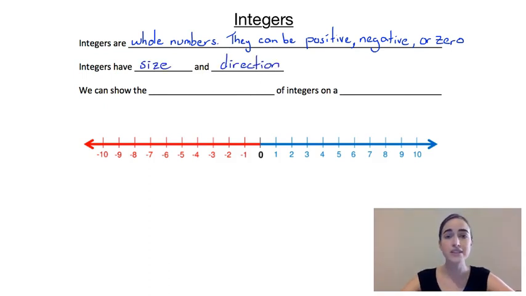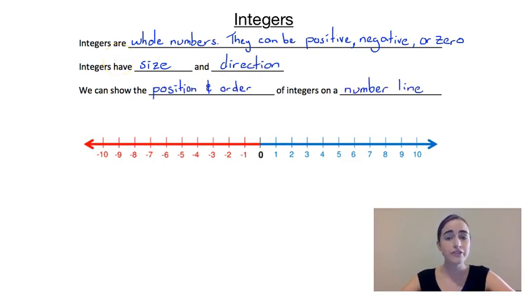So we can show the position and the order of integers, looking at their size and their direction, on a number line like this one that's drawn here. On this one, we've got our 0 in the middle, our positive numbers to the right and our negative numbers to the left. Now, as you go further away from 0, our numbers are getting bigger. Either they're getting bigger in the positive direction or they're getting bigger in the negative direction.